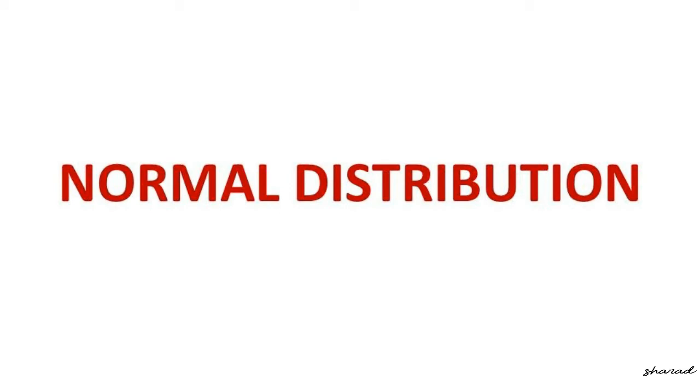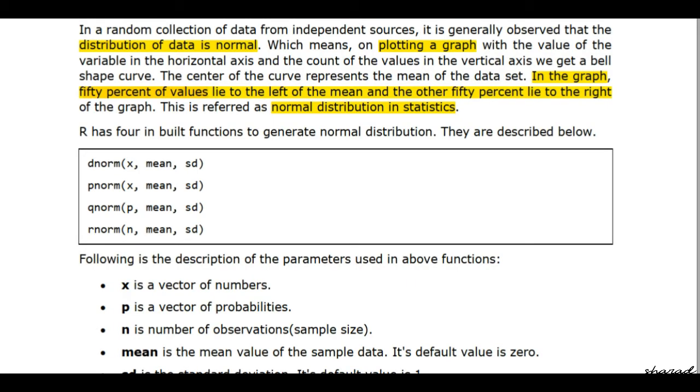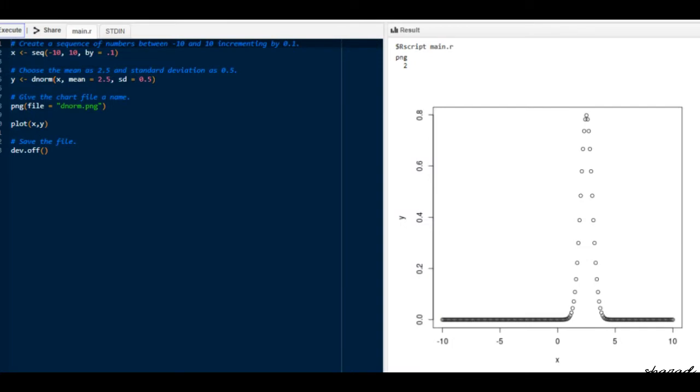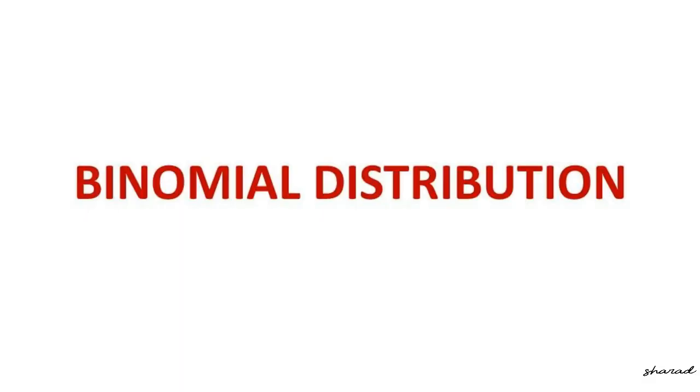Next we will study normal distribution. Normal distribution is a probability function that describes how the values of a variable are distributed. It is a type of continuous probability distribution. The center of the curve represents the mean of the data set. In the graph, 50% of values lie to the left of the mean and the other 50% lie to the right of the mean.